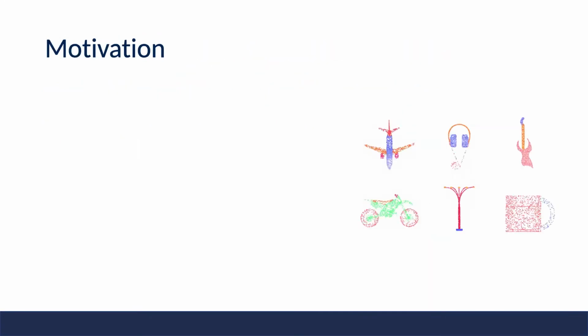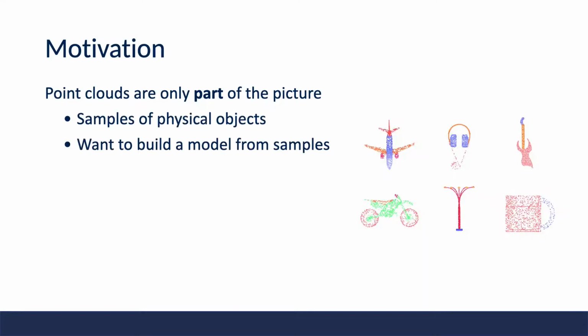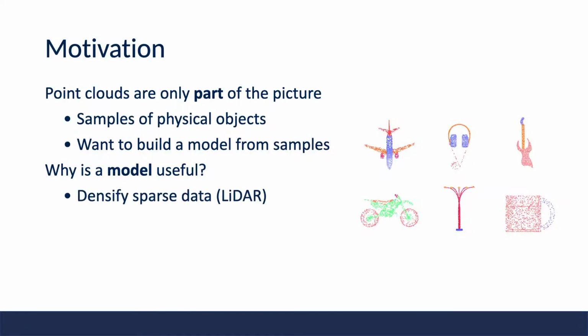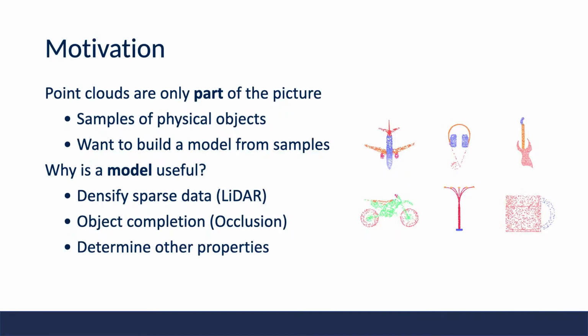Going on to why we want to do this in the first place. Well, the thing is, point clouds are really only samples of the underlying object behind it. So we would like to actually sample that object and have a model for that object rather than the points themselves. Why is that useful? Well, in the cases where points are sparse, we can actually try to figure out what the underlying structure is. We can complete the structure in cases where we don't have full information. And we can also determine other properties such as mass, volume, inertia, anything that we deem useful.